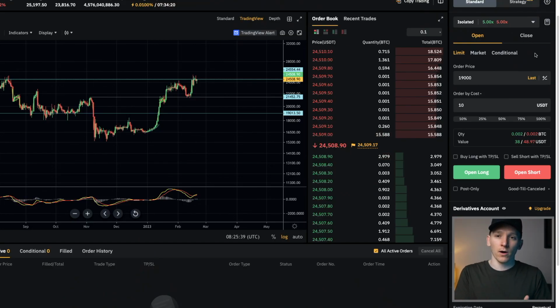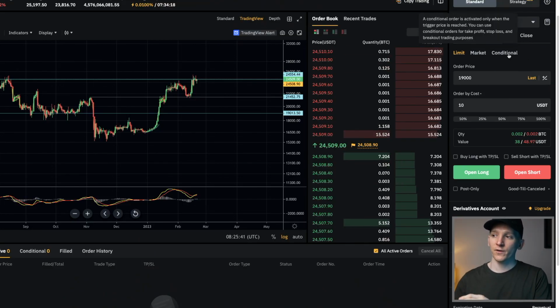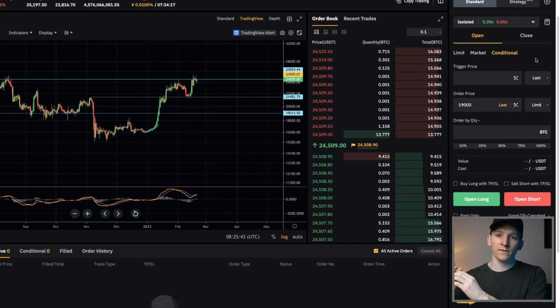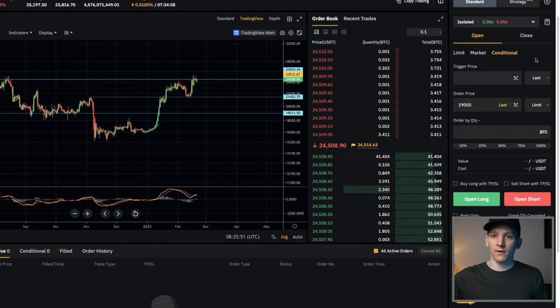Bybit also lets you use conditional orders. Now, conditional orders are slightly different to limit and market orders. A conditional order is when you give an instruction to the system only to enter another order given a specific price. So if the price of Bitcoin moves to a certain level, only then enter an order as I tell you, which could be a limit or a market order.